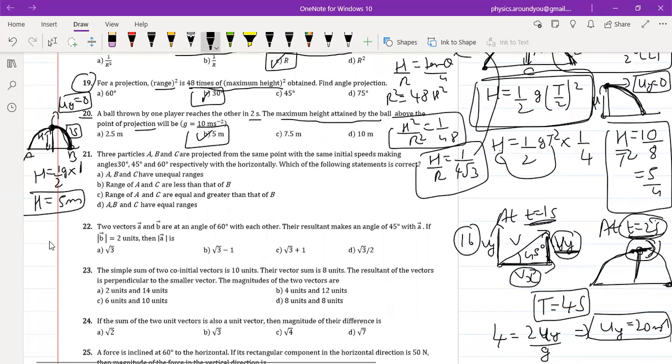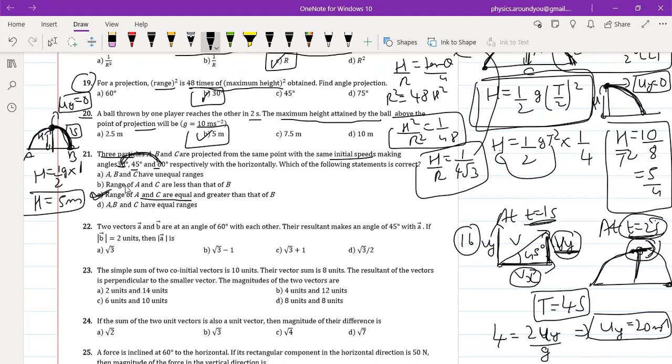Now, question number 21. Three particles, same speed, projected at 30, 45, 60. We know 30 and 60 are complementary angles, so they should have the same range. So range of A and C should be equal. The only option that tells only A and C are equal is C, hence the right option should be C. I don't even bother about examining whether it is greater than that of B or not. Same speed, complementary angles, the range should be same. So 21 goes with C.